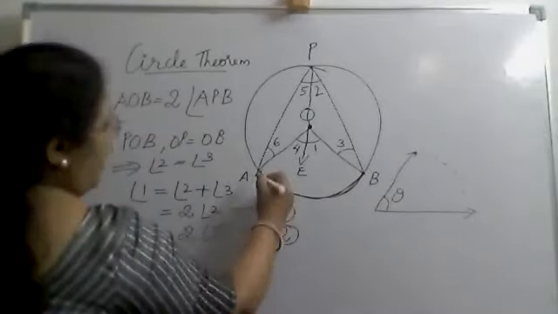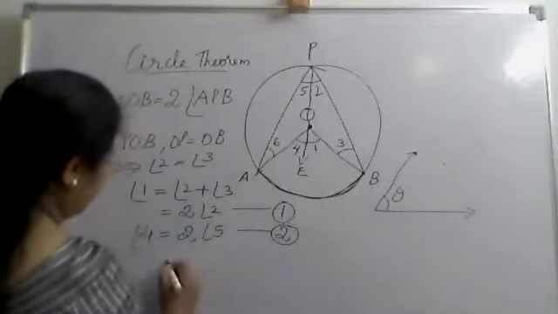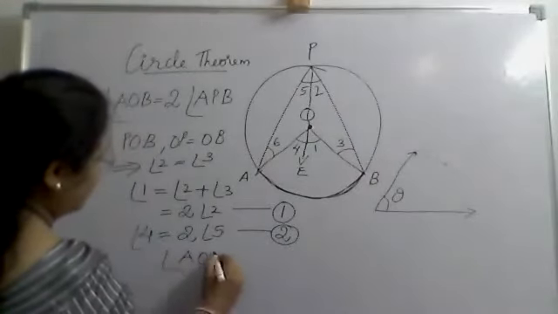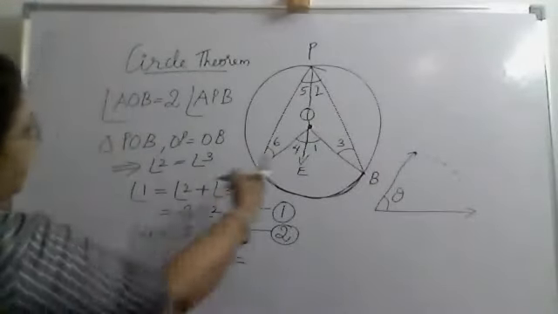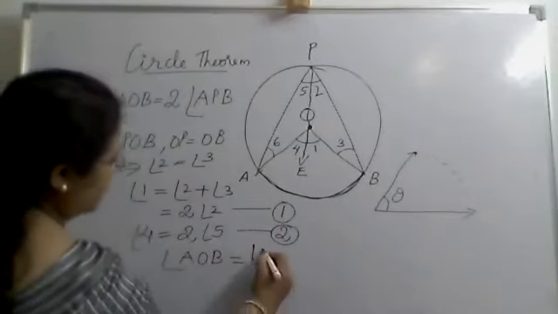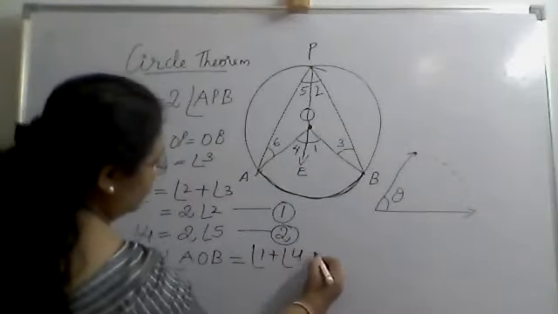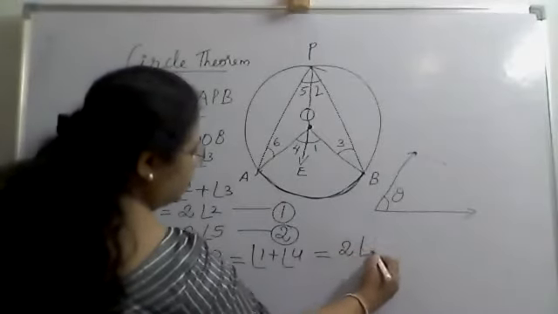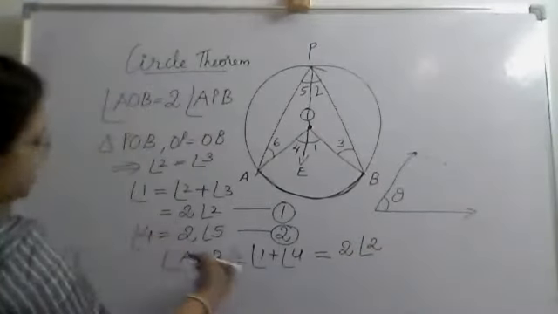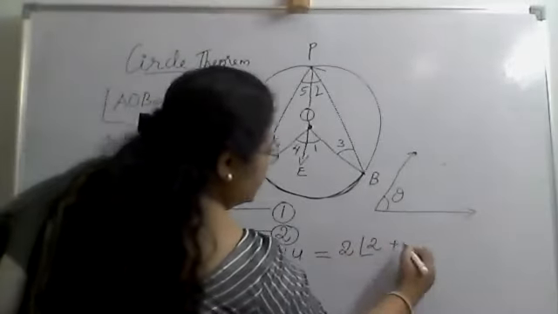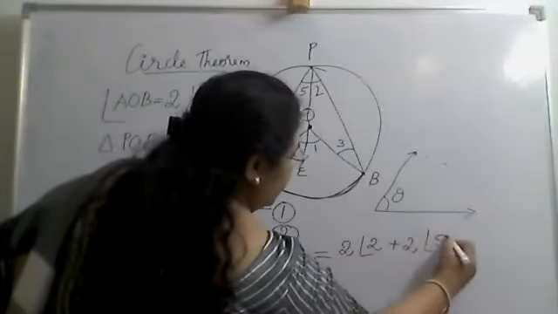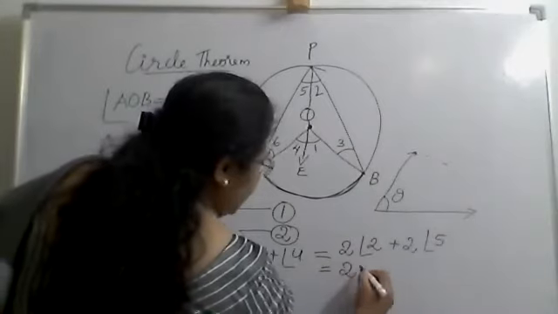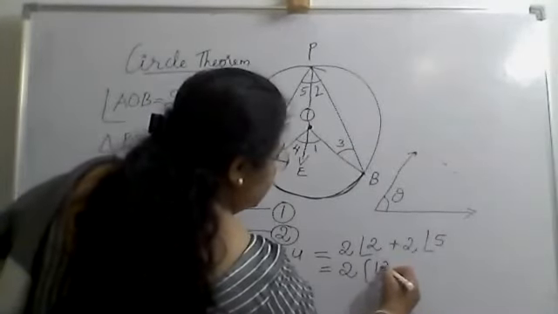So now what I want is AOB. What is angle AOB? Angle AOB is nothing but angle 1 plus angle 4, right? Angle 1 plus angle 4, which is going to be, what is angle 1? Angle 1 we already got as 2 times angle 2. And what is angle 4? Angle 4 we got as 2 times angle 5, which is equal to 2 times, what is angle 2 plus angle 5?